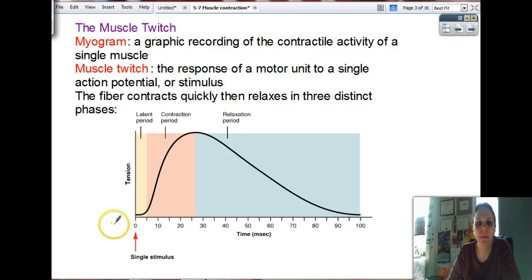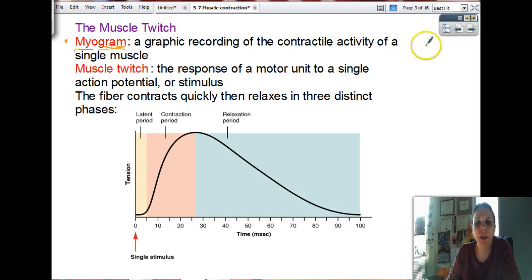Okay, so whenever my muscle contracts, I can put a little device on it and record the electrical activity that's going on in my muscle, and we refer to that as a myogram. Myogram just refers to the picture. So it's a graphic recording of the contractile activity of a single muscle. Unfortunately, we don't have cool machines like that here, or else I could show you what your muscles do when they contract.